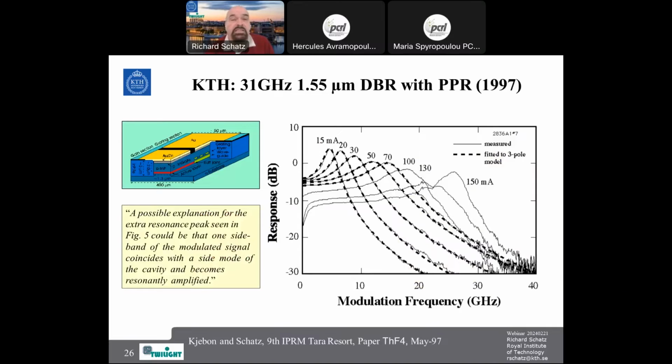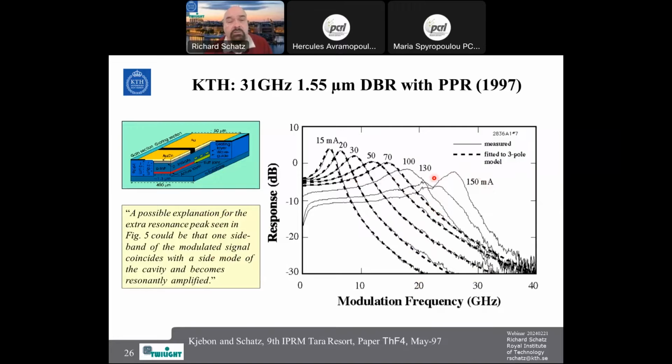In fact, we saw this already in 1997, when in some of our devices we could get even higher bandwidth than 30 gigahertz. We could get 31 gigahertz bandwidth. And we saw also that it was not possible then to fit the response to an ordinary three-pole model at these high currents where this extra resonance occurred.